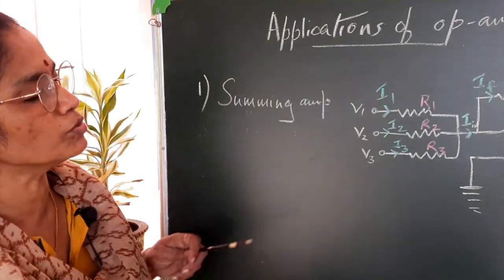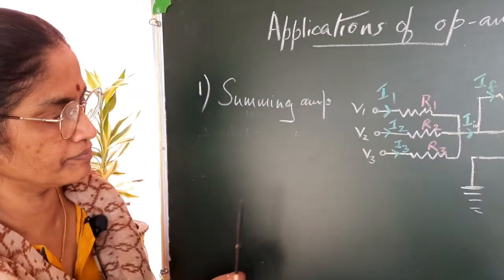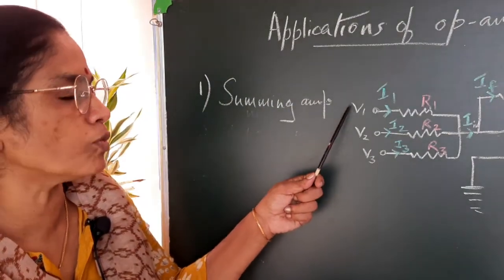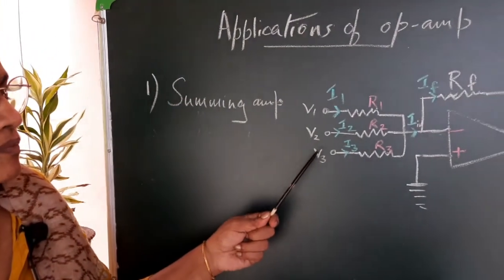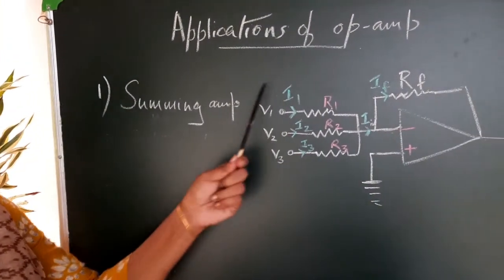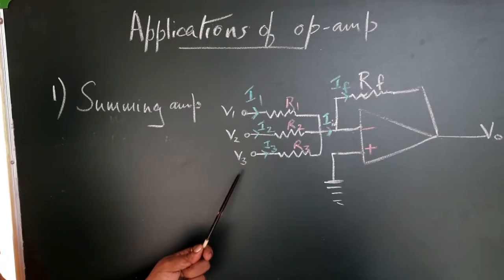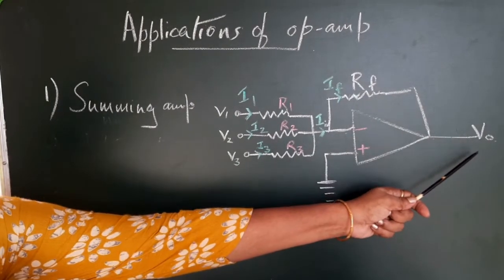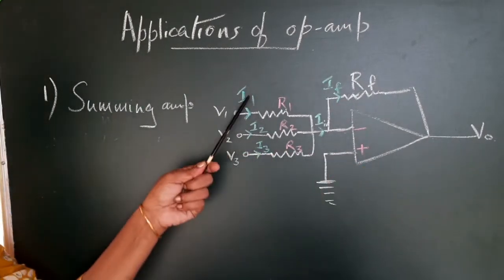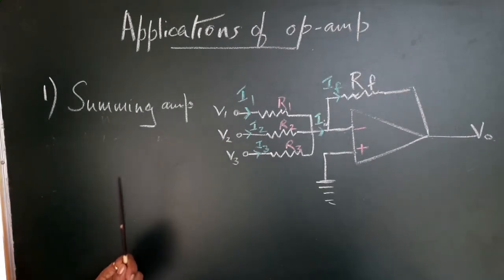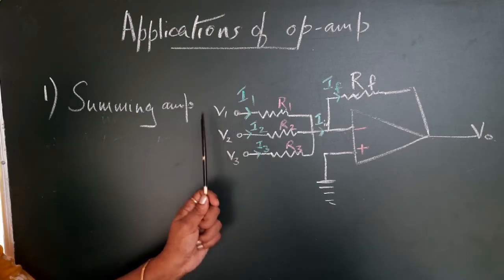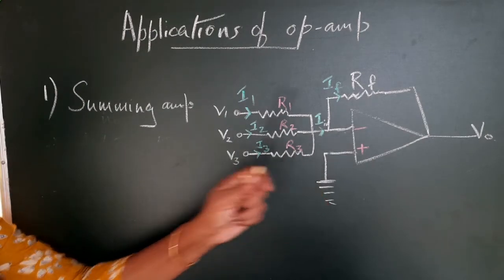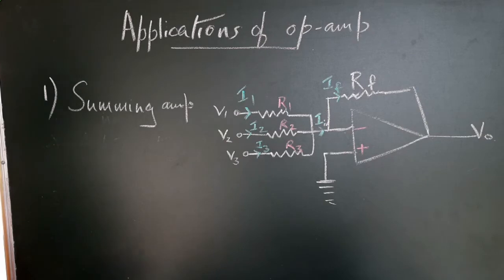This is a circuit of a summing amplifier. You have various voltages V1, V2 and V3. You have to add these voltages and you should get your output corresponding to the sum of the inputs. So V1, V2, V3 are the inputs, applied to the inverting terminal of the op-amp. This is the feedback resistor RF.